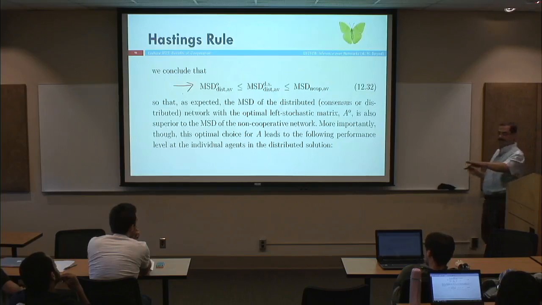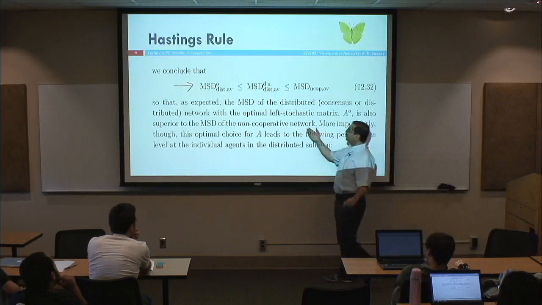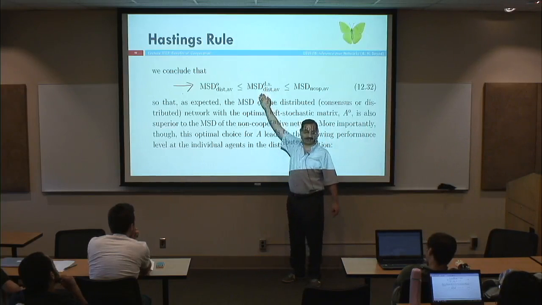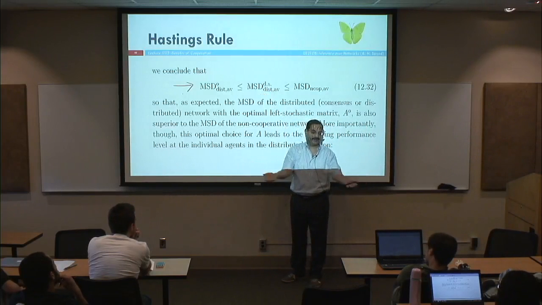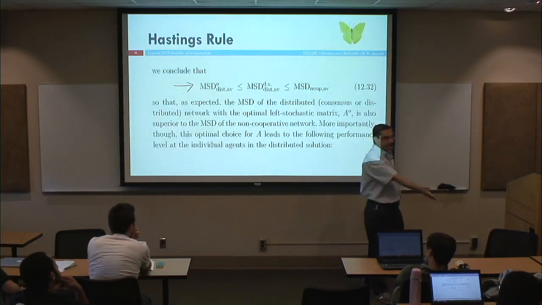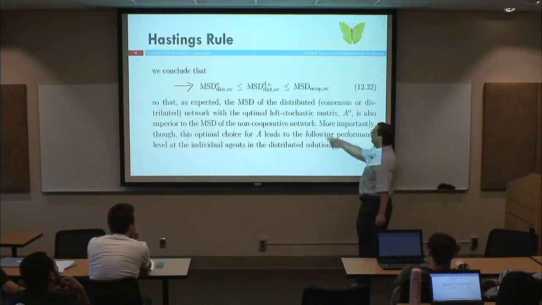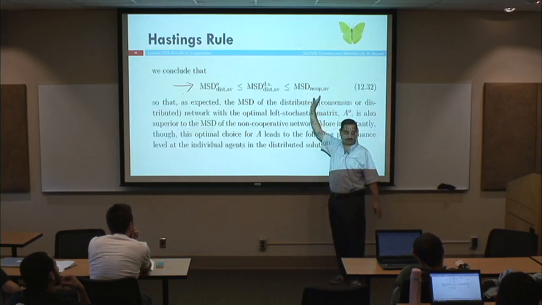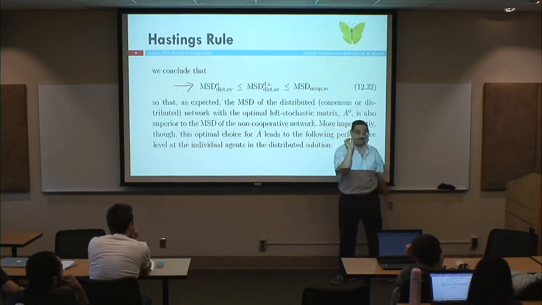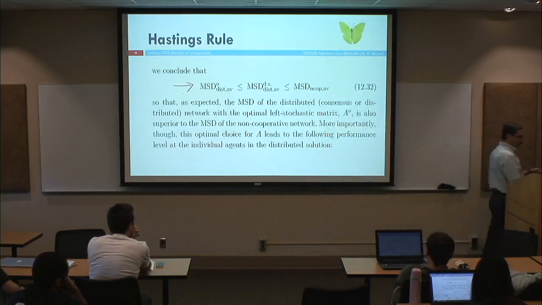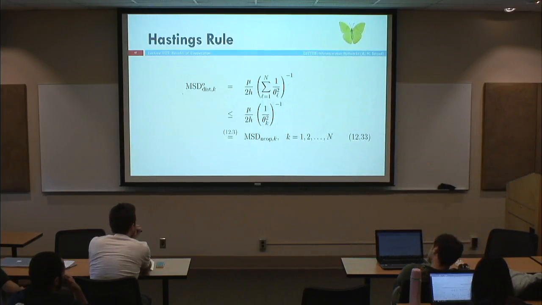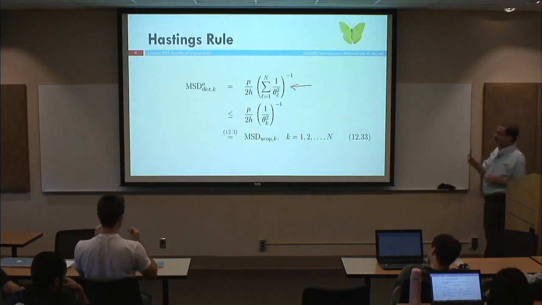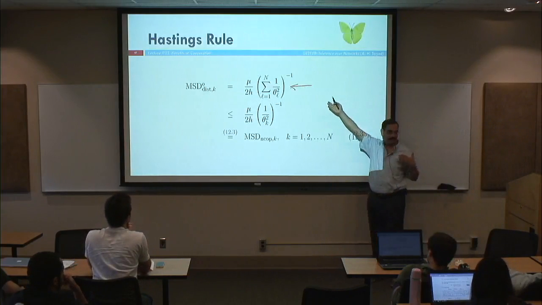So this best MSD is better than the MSD you would get in the doubly stochastic case, which is intuitive because we optimized it. And obviously better than the non-cooperative solution. So far so good. But what about the individuals? Well, here it is. What is the performance of each individual agent in the network? This is the expression. It is the same network MSD expression.